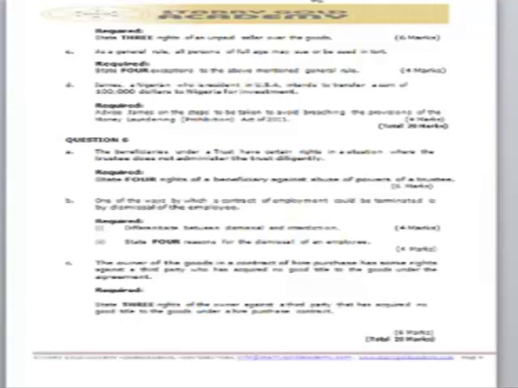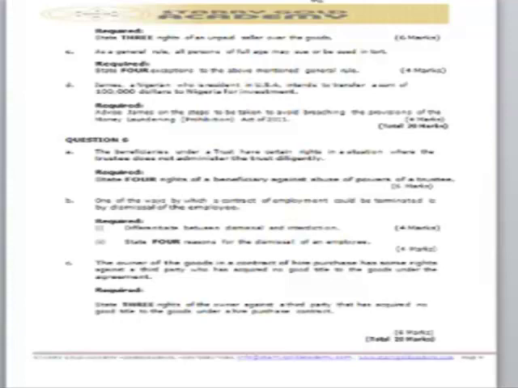B aspect says, one of the ways by which a contract of employment could be terminated is by dismissal of the employee. Required: differentiate between dismissal and interdiction. Of course, there is a difference between dismissal and interdiction, so you have to differentiate between the two. What I can tell you here is that dismissal is where an employee is asked to leave, is dismissed. Interdiction is just a period of investigation before any step is taken against the employee, whether to retain him or to send him away.